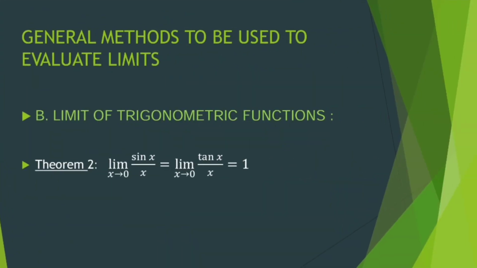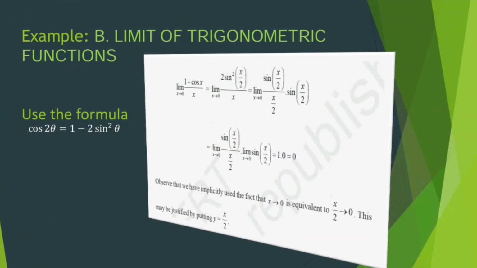Next, consider limit of trigonometric functions. We have the theorem: limit as x tends to 0, sin x by x equal to limit as x tends to 0, tan x by x equal to 1. To illustrate the use of this theorem, consider an example. Limit as x tends to 0, (1 minus cos x) by x. Now, we have the formula cos 2 theta equal to 1 minus 2 sin square theta, that is 1 minus cos 2 theta is 2 sin square theta.